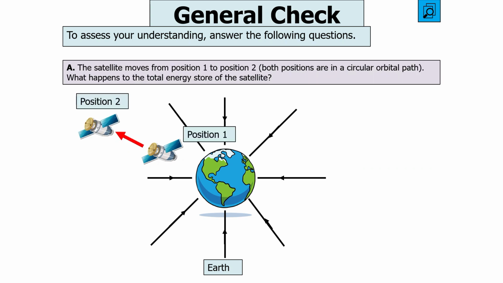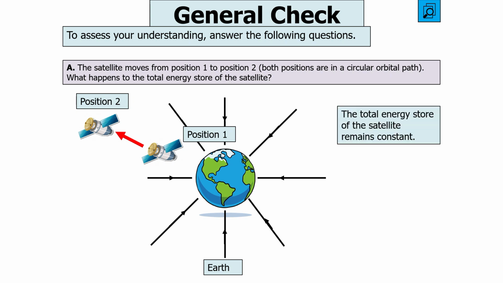The satellite moves from position 1 to position 2. Both positions are in a circular orbital path. What happens to the total energy store of the satellite? The total energy store of the satellite remains constant.